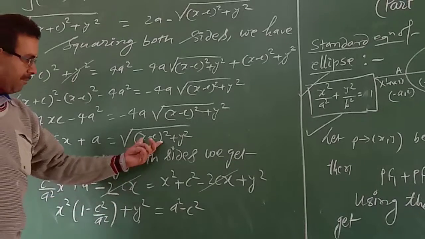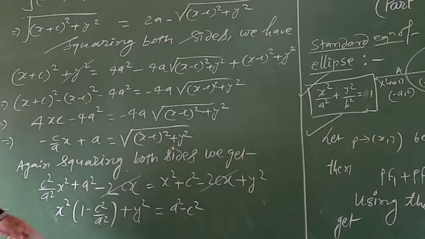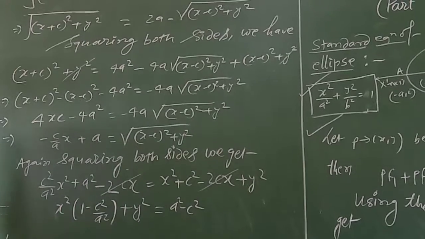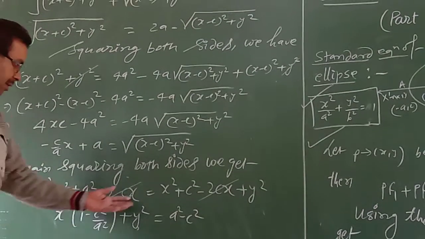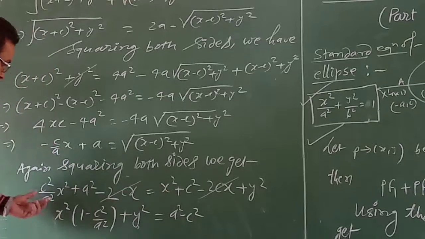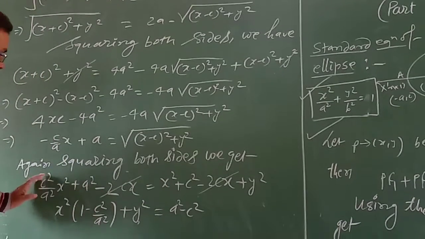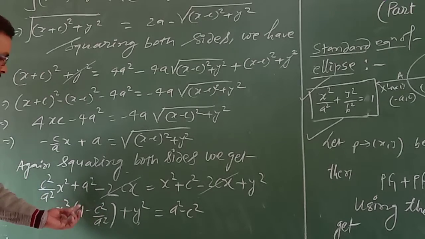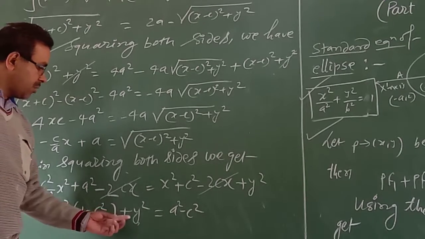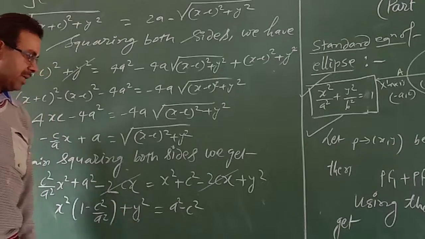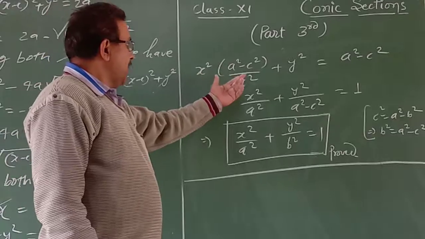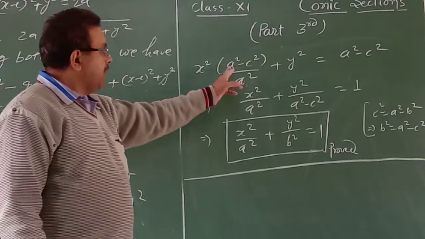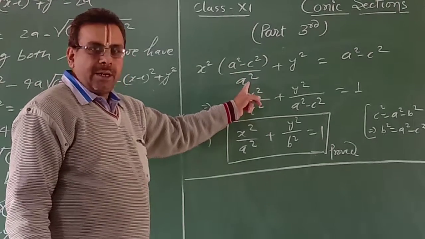2a का फार्मूला आपने अप्लाई कर दिया। यहाँ भी हमने फार्मूला अप्लाई किया। 2cx will be cancelled to each other on both sides having the same term and taking x square in bracket after transfer this term on the RHS, we have x square in bracket 1 minus c square by a square plus y square equal to a square minus c square.